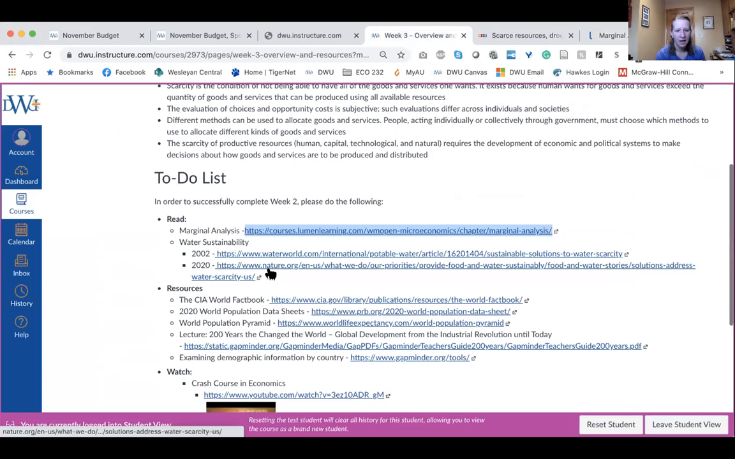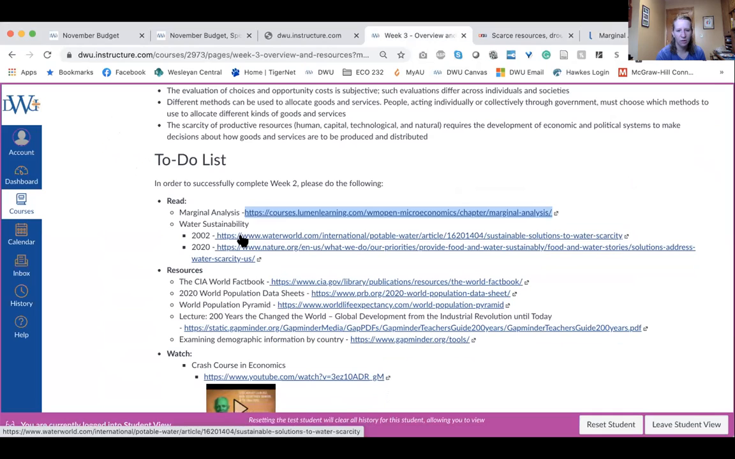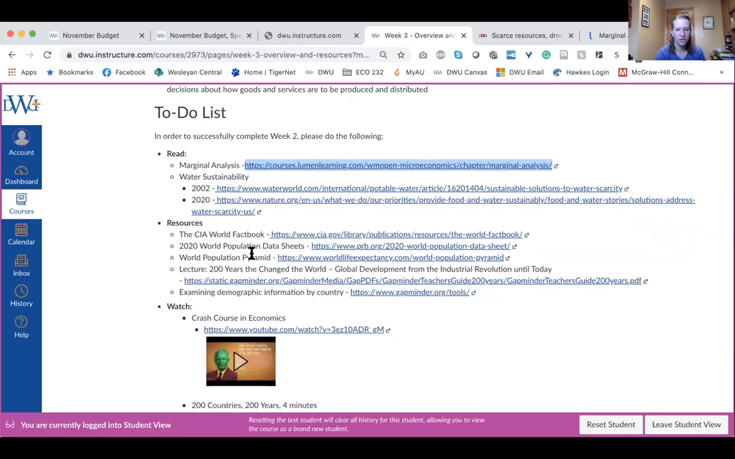Go back here. We've then got these two articles about water sustainability, one from 02 and one from 20. Those are just kind of to help you get a handle on what I'm talking about with population and how we're trying to use technology to find better ways to use our scarce resources or to use our common resources. These are just facts, data that you can use throughout your posts and your project this week.